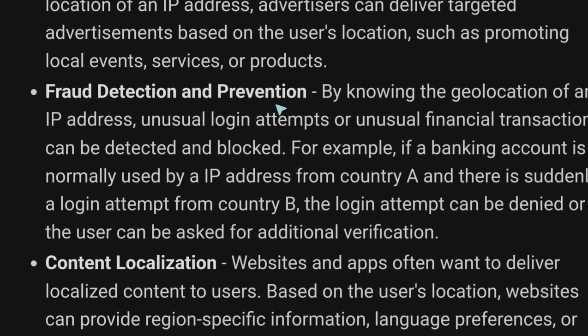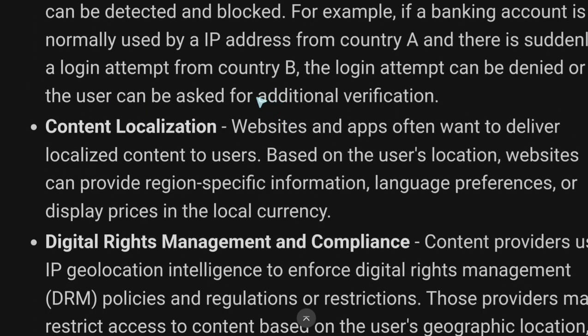Fraud detection and prevention. By knowing the geolocation of an IP address, unusual login attempts or unusual financial transactions can be detected and blocked. For example, if a banking account is normally used by an IP address from country A, and there is suddenly a login attempt from country B, the login attempt can be denied, or the user can be asked for additional verification.